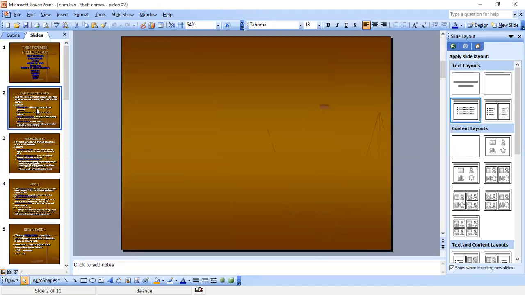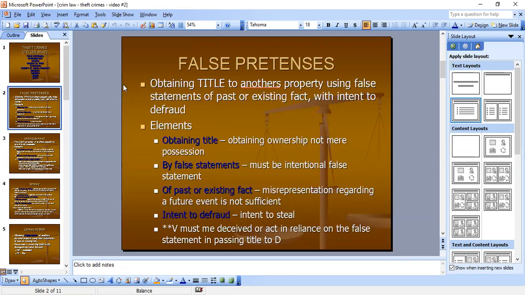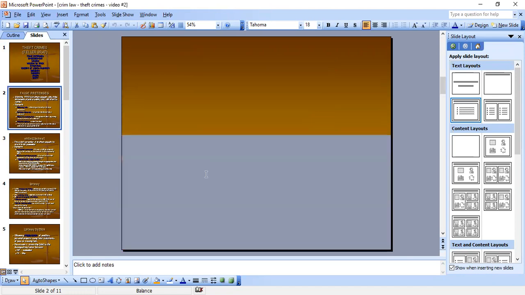Move on to false pretenses. False pretenses rule: obtaining title to another's property using false statements of past or existing fact with intent to defraud. Specific intent crime. We have the word intent in there. The elements for this are obtaining title, obtaining ownership, not mere possession, by false statements. Must be intentional false statement.